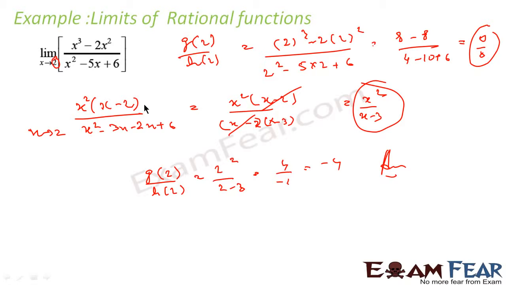Very simple: we have just found g2 by h2, and we found this value was 0 by 0 form. That means we have a provision to refactor it, and we refactored this and cancelled this x minus 2, because x minus 2 was the component making it 0 by 0 form, and then we got this answer as minus 4.